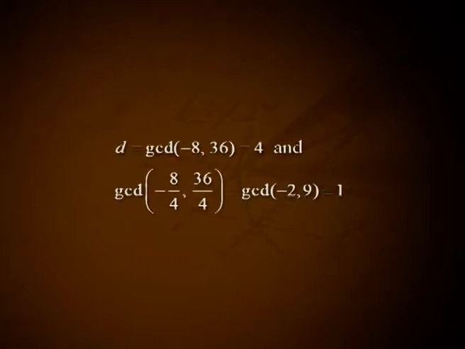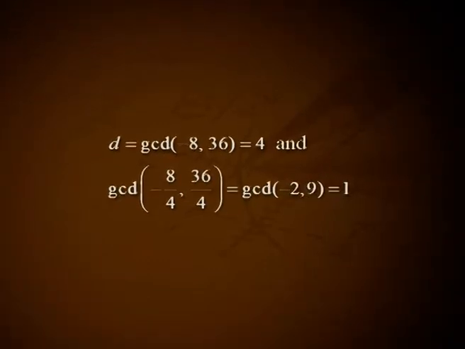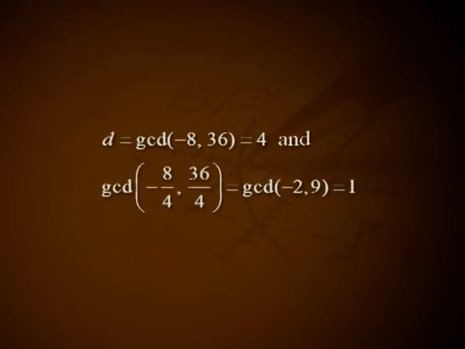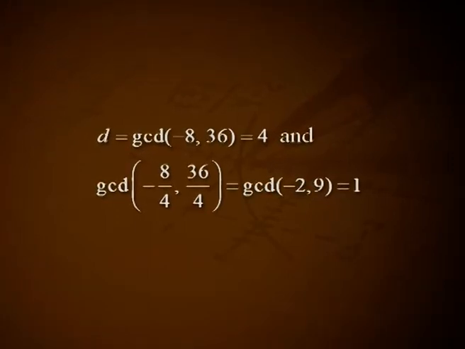Example 8. Verify the corollary if a = -8, b = 36. Solution. Here d = GCD(-8, 36) = 4 and GCD(-8/4, 36/4) = GCD(-2, 9) = 1. Verifying the corollary.